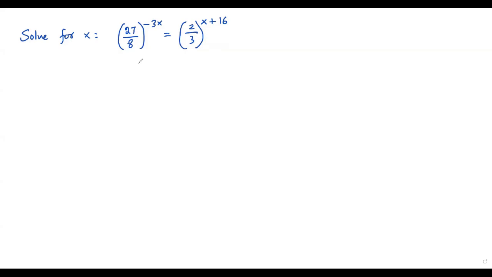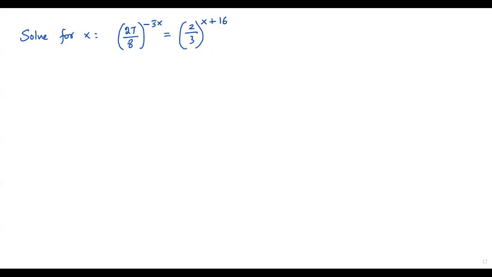solve for the variable. Here on the left side we have the base 27 over 8, and the right side we have base 2 over 3. I know that 8 is a power of 2, that is 8 can be written as 2 cube, and 27 is a power of 3 and it can be written as 3 cube. But we need the 2 in numerator and 3 in denominator, so according to the base we have on the right side.